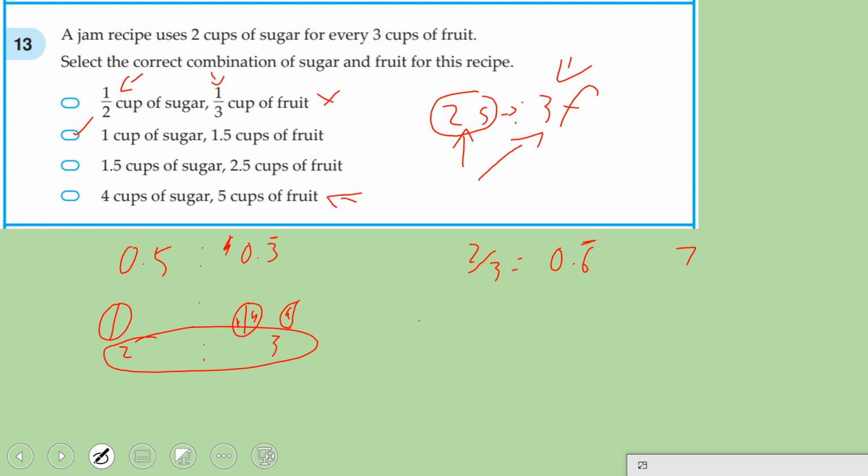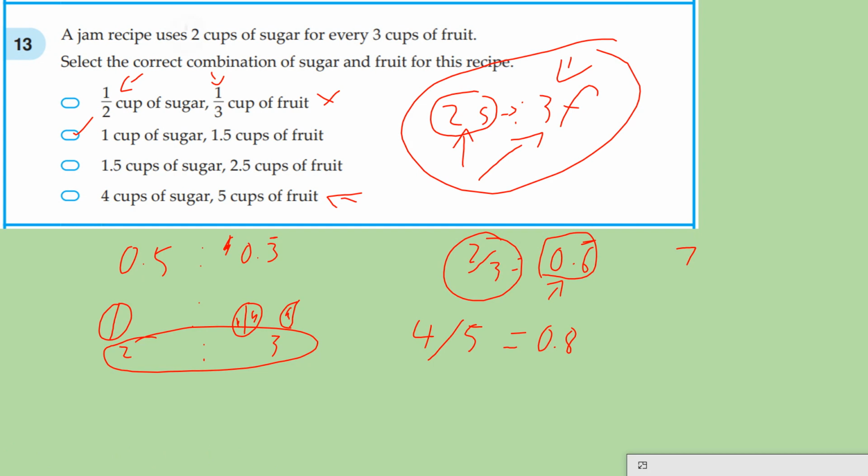So for this last one, if I guessed it was that one, I'd get 4 and 5. So I'll do 4 divided by 5. That will get me 0.8, which is not the 0.6 that I needed from the 2 out of 3, which is what the question asked for.